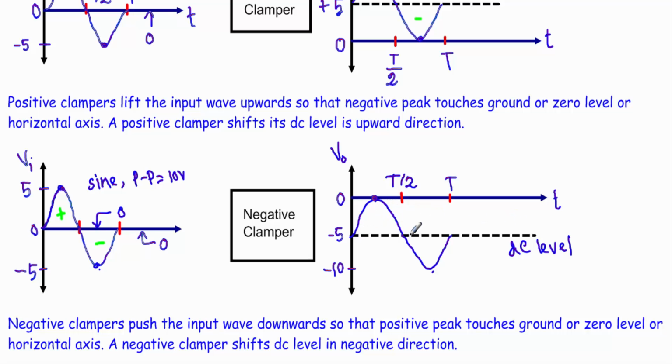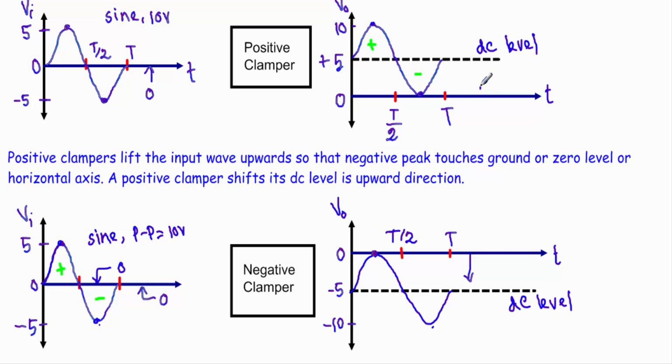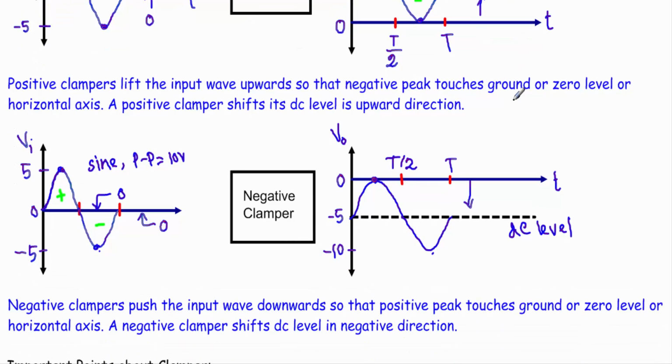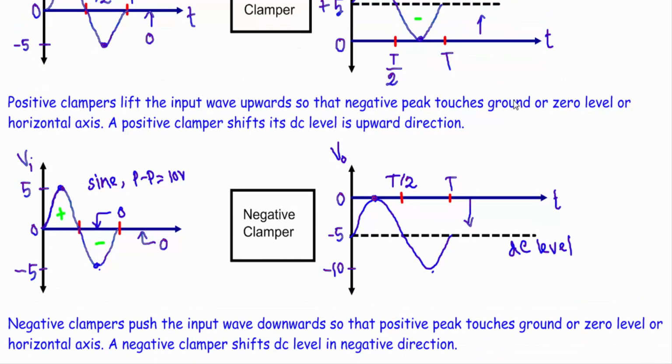Now look at this waveform. If the positive peak touches the 0 level, our negative peak will be at a level of minus 10. Therefore our DC level will be at minus 5. Now look here, the negative clamper shifts the DC level in the downward direction and our positive clamper shifts the DC level in the upward direction. That's it. A negative clamper pushes the input wave downwards so that the positive peak touches the ground level or zero level or horizontal axis, and a negative clamper shifts the DC level in the negative direction.